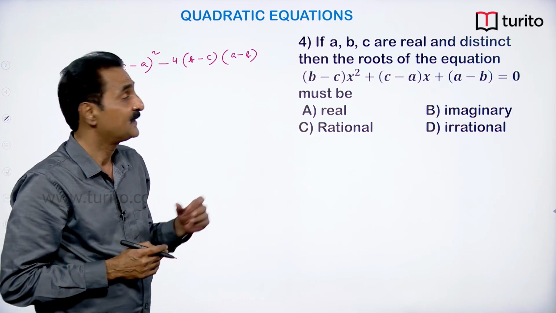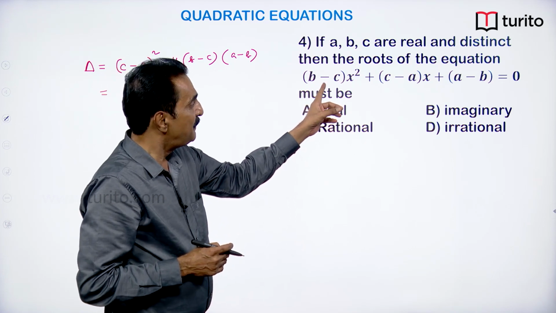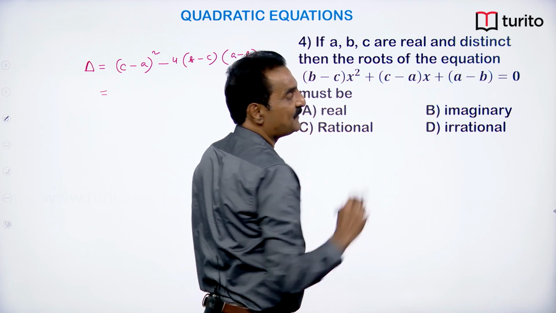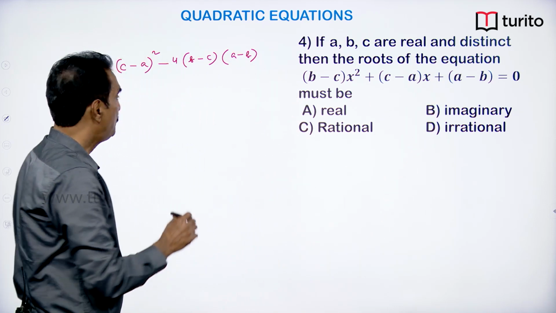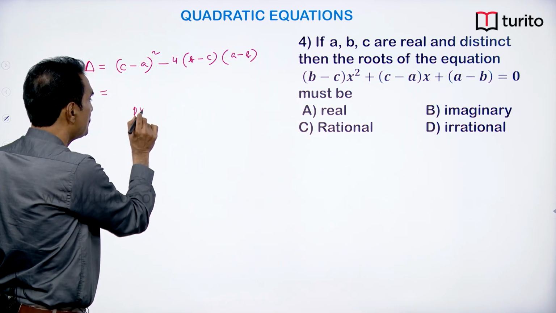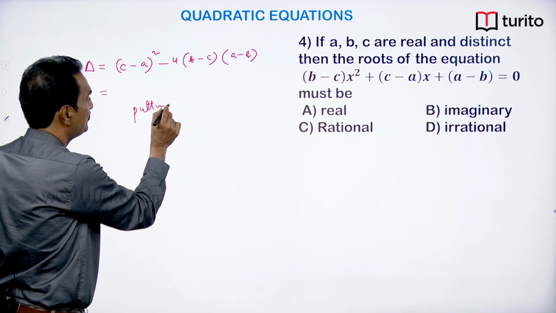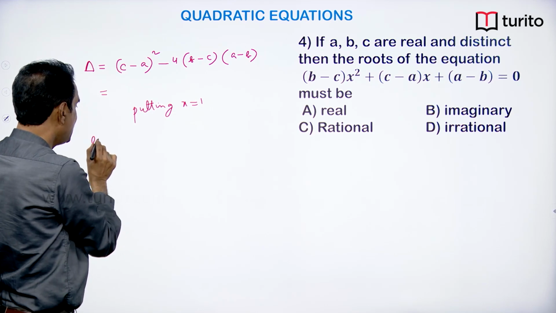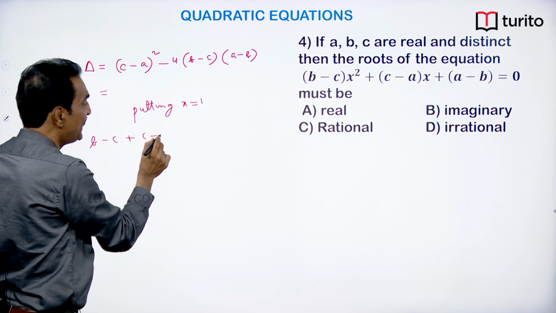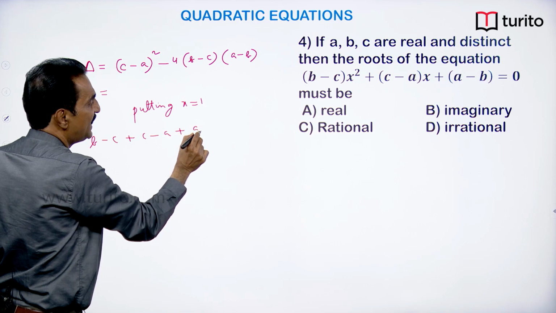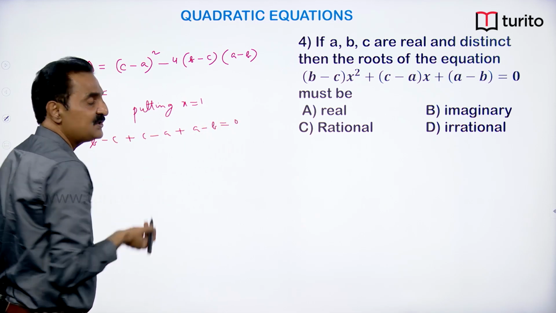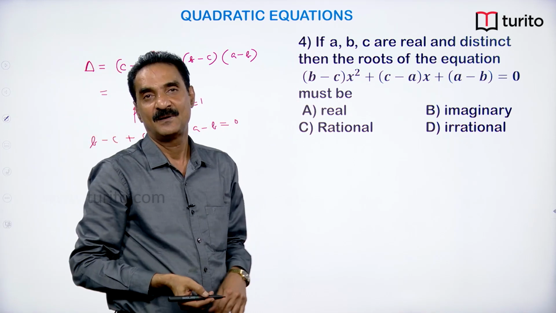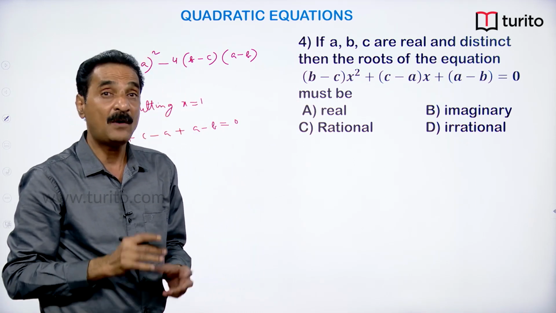What is that? By observation, you can see that x is equal to 1 satisfies this equation. Putting x is equal to 1, the first term is b minus c, the second term is c minus a, the third term is a minus b, and you are getting 0. So 1 is definitely a root. And 1 is what? Real.